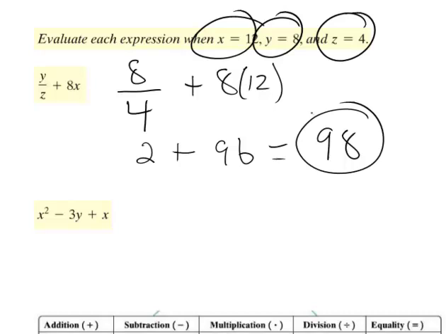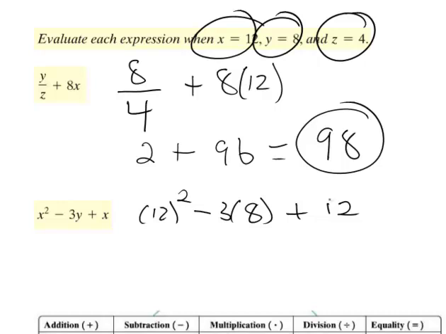All right. And so for the next one here, I'll do it the same way. I'm going to write parentheses. I'm going to write my number 12 because it's going to be squared. Minus 3 times where my y was, we're going to put our number 8. Plus we have an x, and we said x was the number 12.